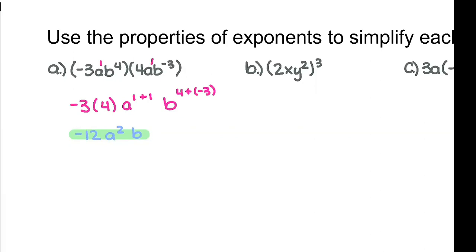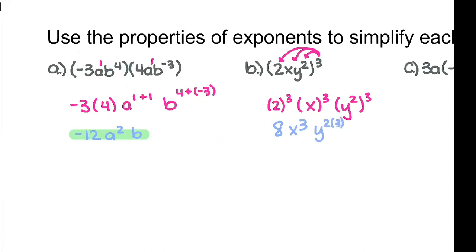For B, we have 2xy squared raised to the 3rd power. So this power of 3 is going to apply to the y squared, the x, as well as the 2. So this is going to be 2 cubed times x cubed times y squared cubed. So the 2 cubed gives us 8. The x cubed gives us x cubed. And the y squared raised to the 3rd power is going to be y squared times the 3rd, which is going to give us a total of 8x cubed y to the 6th.